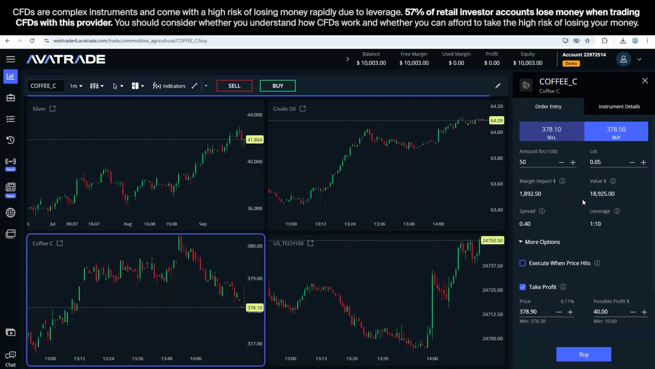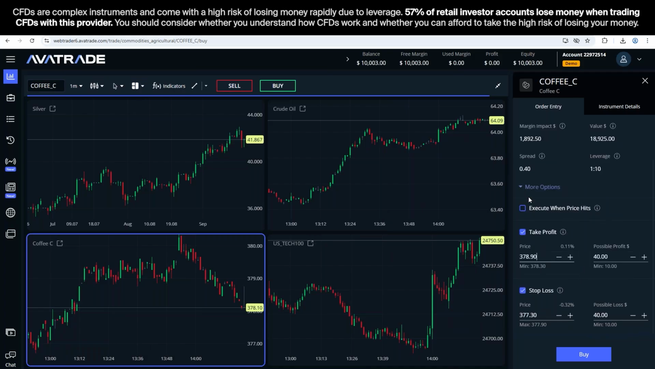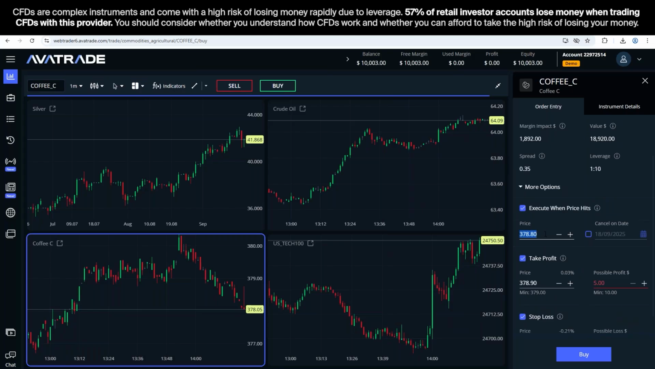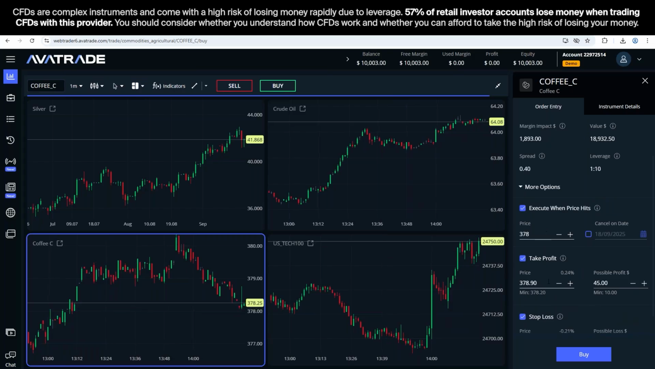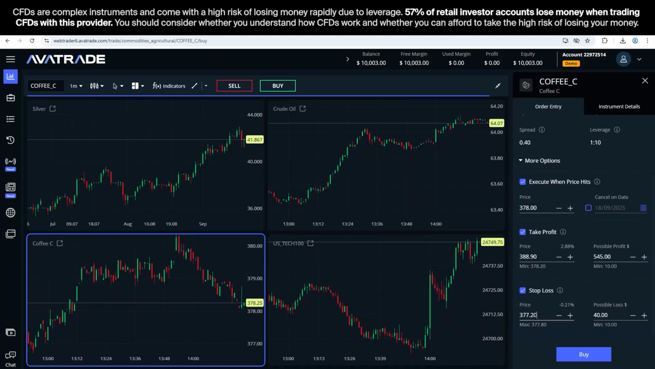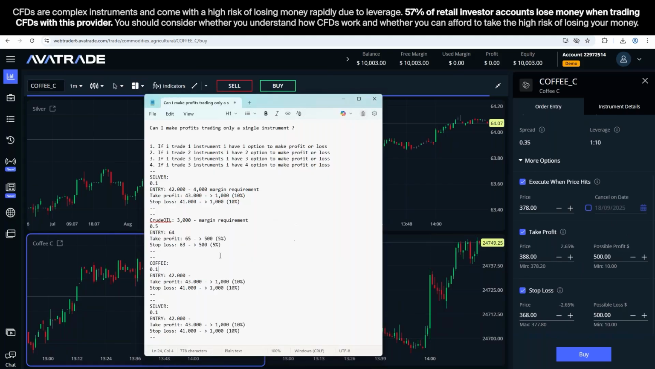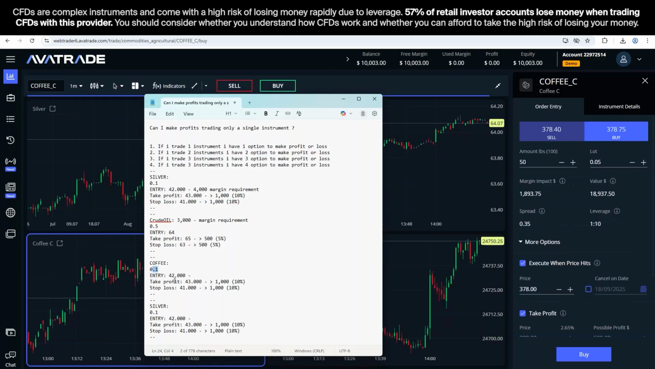So let's try instead 0.05. And now if we'll increase, we can make the entry a flat 378. Take profit can be 388. And the stop loss can be 368. This way, let's flatten that out. This way we can make and lose the same amount, 500. Similarly to crude oil. Now we're just going to write here 0.05.